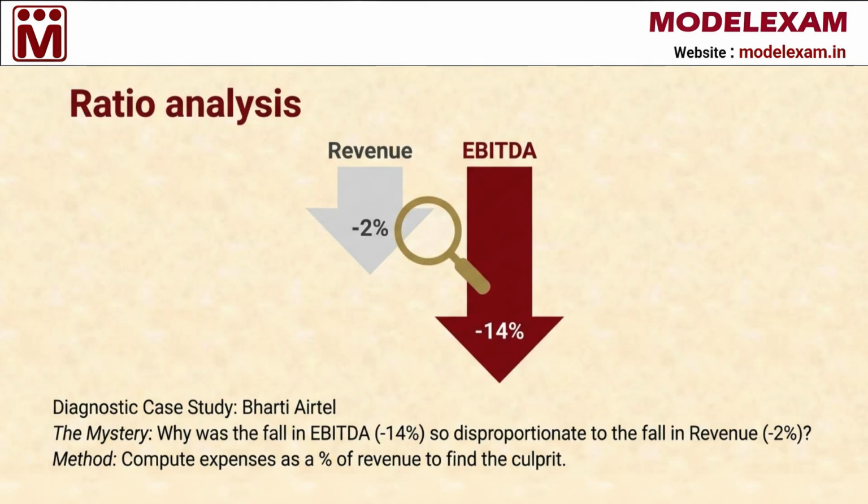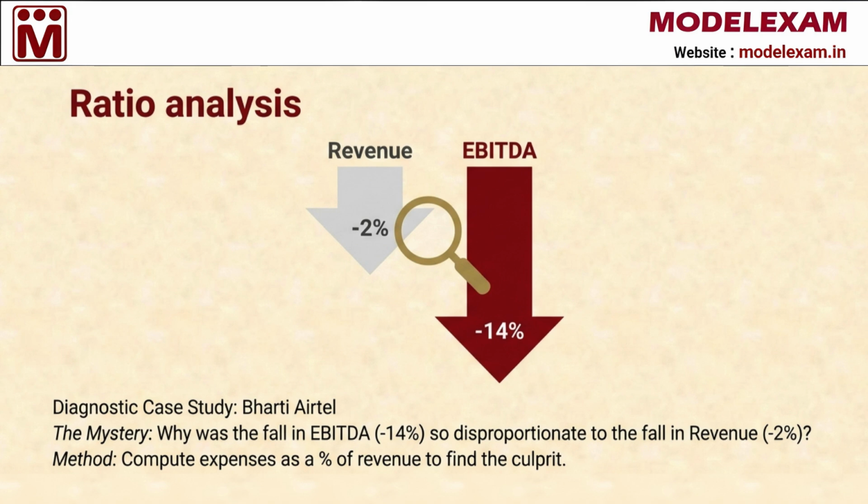Let us apply this to a diagnostic case study of Bharti Airtel. We have a mystery here. In 2019, the revenue dropped by just 2.19%. However, the EBITDA, which is the operating cash profit, dropped by a massive 13.9%. Why was the fall in profit so disproportionate to the fall in sales?